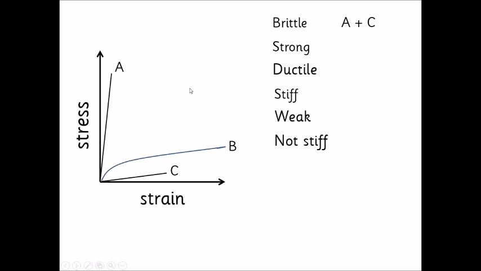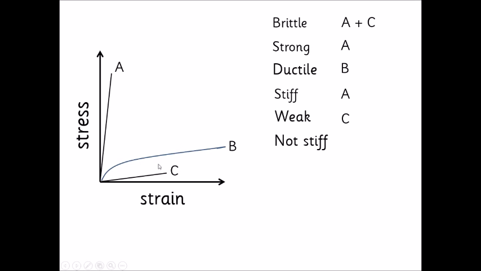The strongest material is A, because this one has taken the greatest stress before it's broken. The ductile material is B. You can't be brittle and ductile, so this is B. This has had a large plastic deformation. The stiffest material is A, because this has the least amount of strain for a given amount of stress.